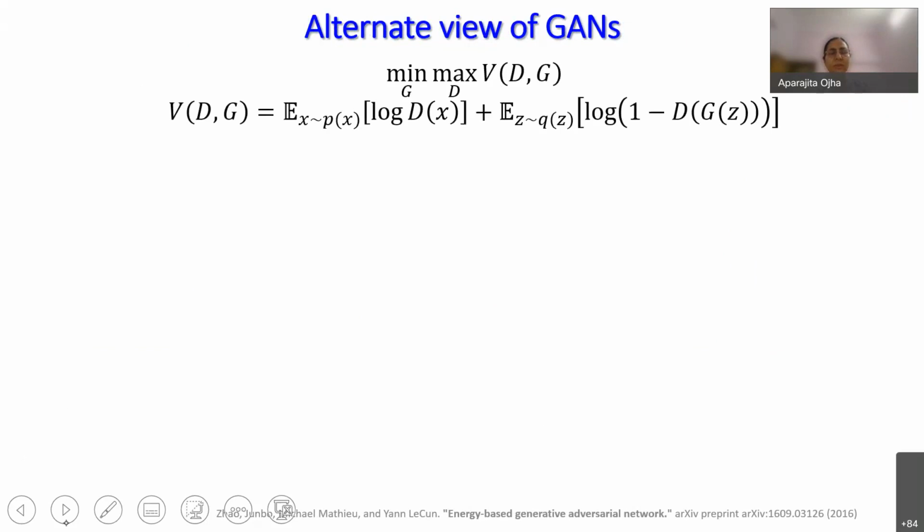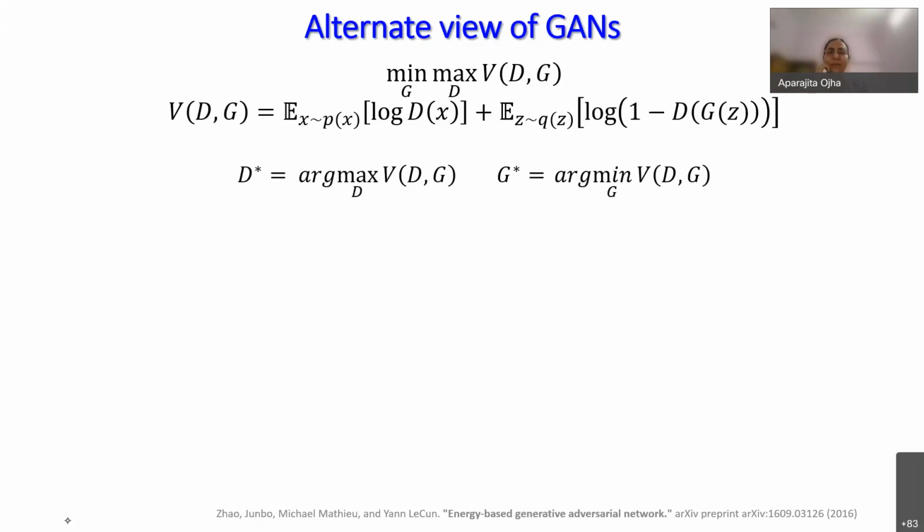Now, if you remember, we used this objective function: expectation of log D(x) plus expectation of log(1 minus D(G(z))). Expectation means the average error that we are calculating. So here, what is D star? The discriminator tries to maximize, that is argmax. I'm looking for that discriminator, that model whose weights are maximizing this objective function. So let D star denote that discriminator for which the weights are optimized, that is, you get the maximum value of this. So it is argmax, that argument D for which this is maximized.